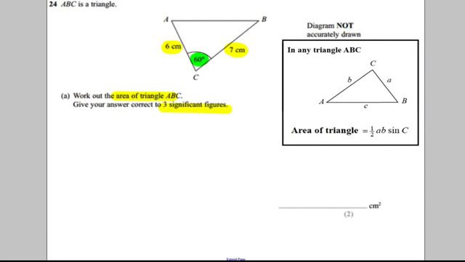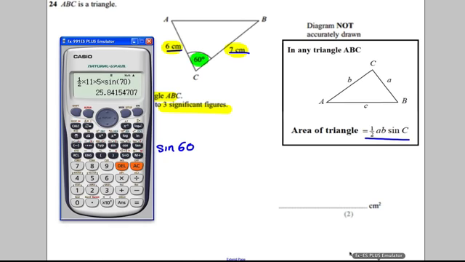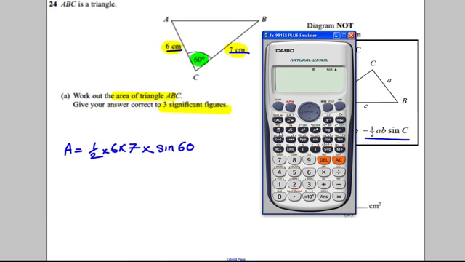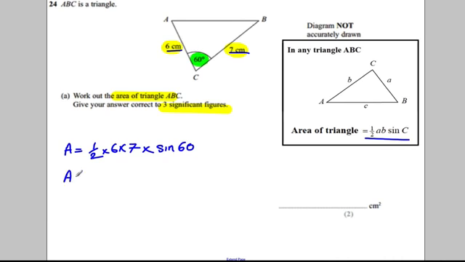So to work out the area, this triggers us to remember it's the area would be 1/2 multiplied by one side, multiplied by 6, multiplied by the other side, so multiplied by 7, multiplied by sine of the angle, so sine of 60. And what we do is we get the calculator and we type that in. So we do 1/2 multiplied by 6, multiplied by 7, multiplied by sine 60, close brackets, calculator's in degrees so we're fine, press S to D, 18.1865. So write that all down first, 18.1865 before you round.